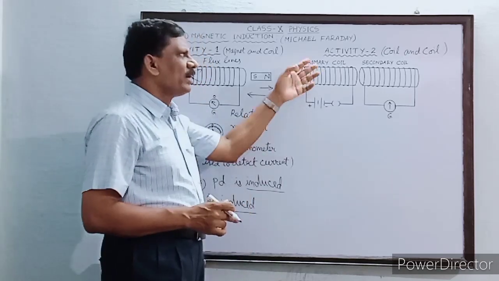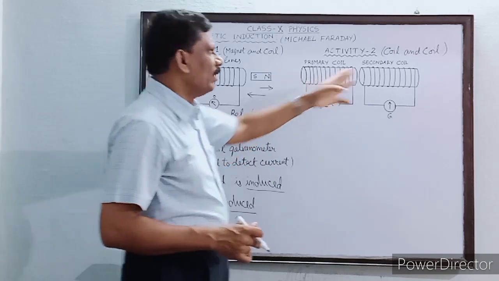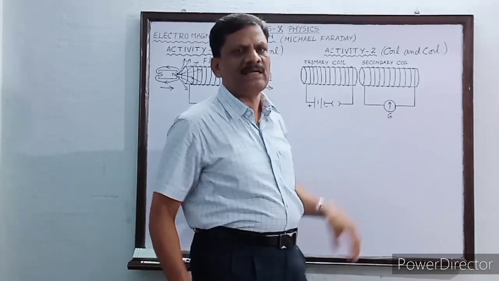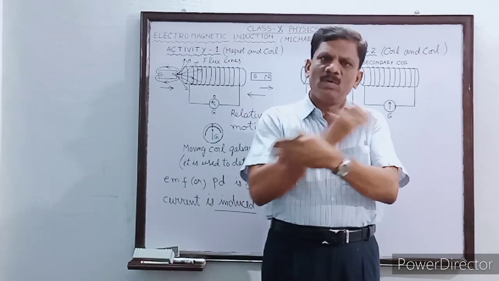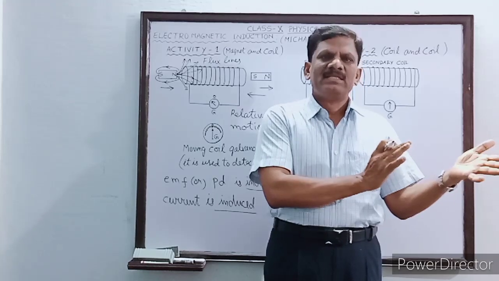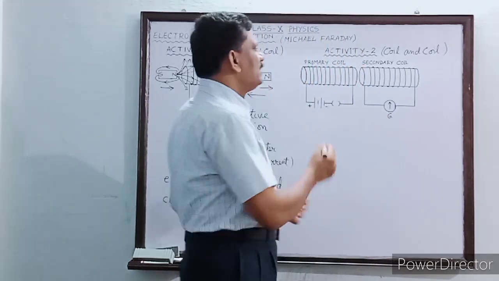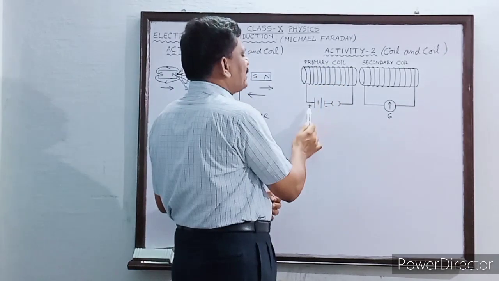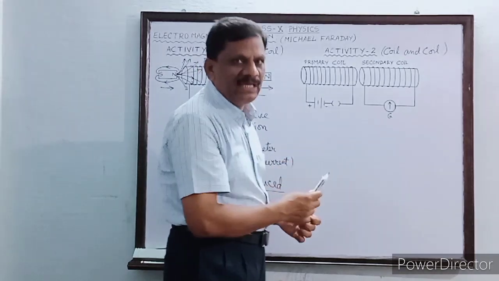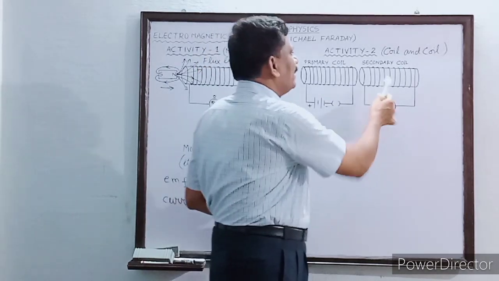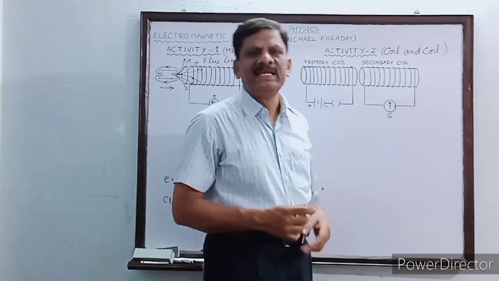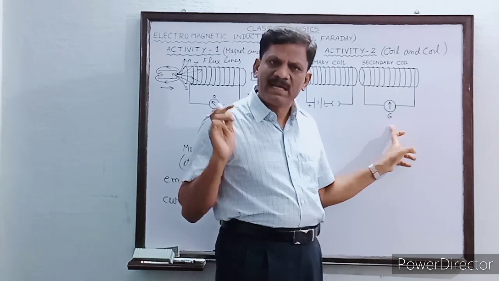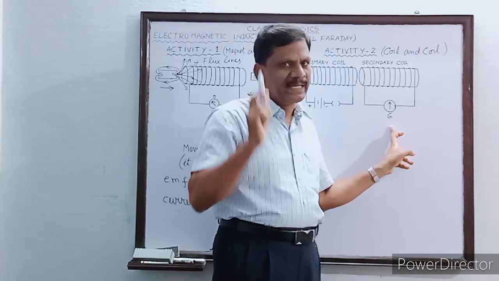Now you look at activity number 2. What is the name of this experiment? It is the coil and coil experiment. Two coils are placed coaxially, one placed side to the other. The first coil is called the primary coil, and this primary coil is connected to a battery and a plug key in series. The second coil is called the secondary coil, and this coil is connected to a moving coil galvanometer as before. It is a center zero galvanometer.